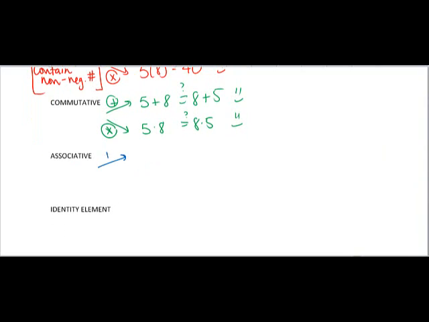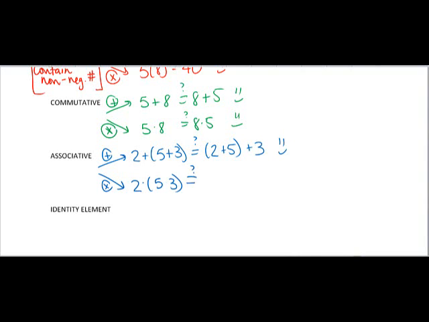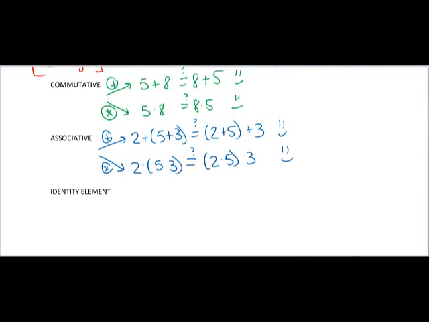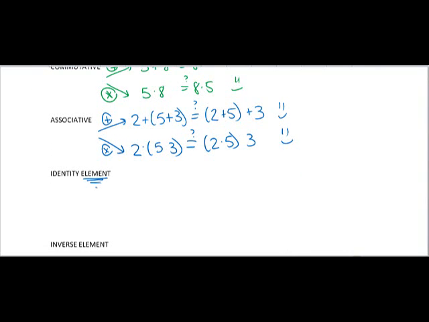Again, you're really looking at, are they equivalent? So we have 2 plus the quantity 5 plus 3. Is that equivalent to the quantity 2 plus 5, plus 3? Remember, the only thing that changes is the grouping. Are those equal? Yes, they are. Same thing with multiplication. 2 times the quantity 5 times 3. Is that equivalent to the quantity 2 times 5, times 3? Yes, it is. With identity, you care about the element.